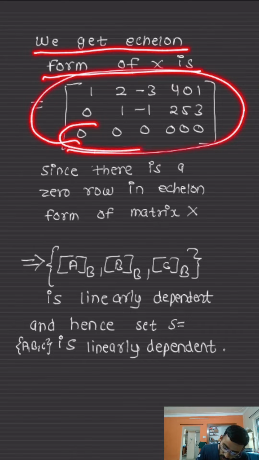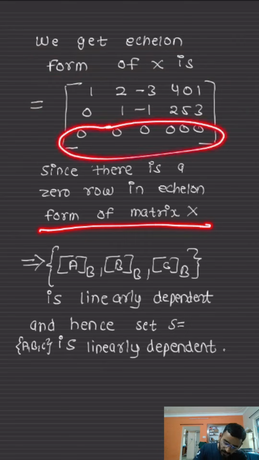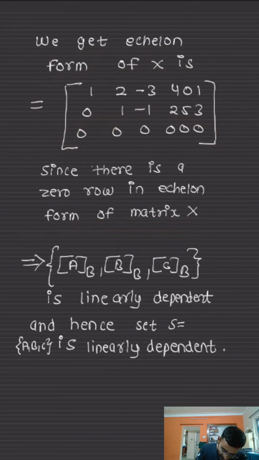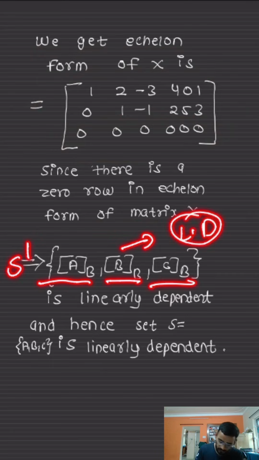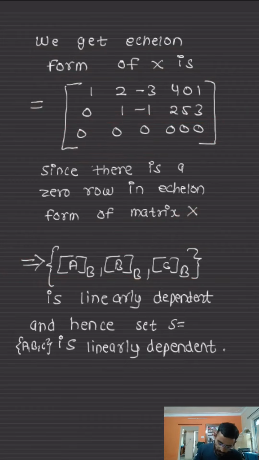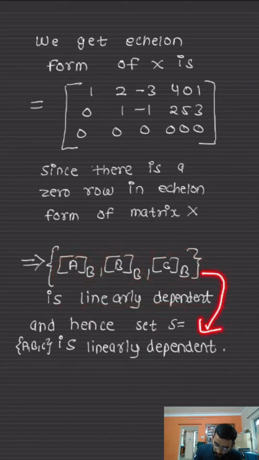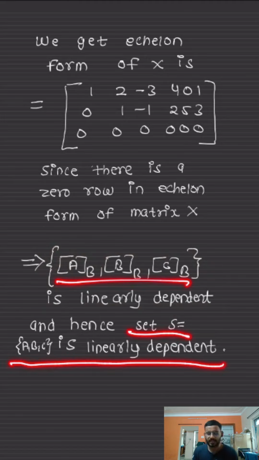Since there is a 0 row in the row echelon form of X, which means the set S' consisting of A_B, B_B and C_B is a linearly dependent set, because there is a 0 row in the row echelon form of X. Since the set consisting of the coordinate vectors of A, B and C is linearly dependent, hence using the linearity property of the coordinate vector, the set S equal to {A, B, C} is also linearly dependent.